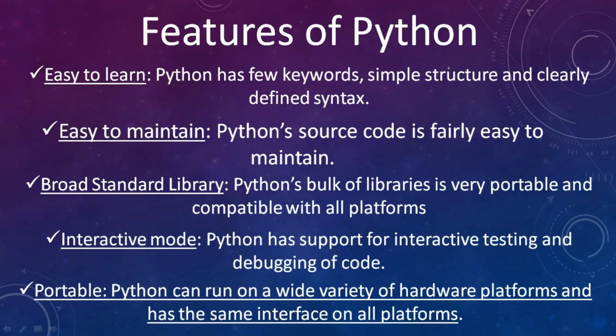Now, what are the features of Python? It's easy to learn. Why? Because it has few keywords, a simple structure, and a clearly defined syntax. It's also easy to maintain because its code is available on GitHub. Next, a broad standard library. If you have gone to pypi.org, you will find that there are 65,000 plus libraries or packages, which I think is more than Java.